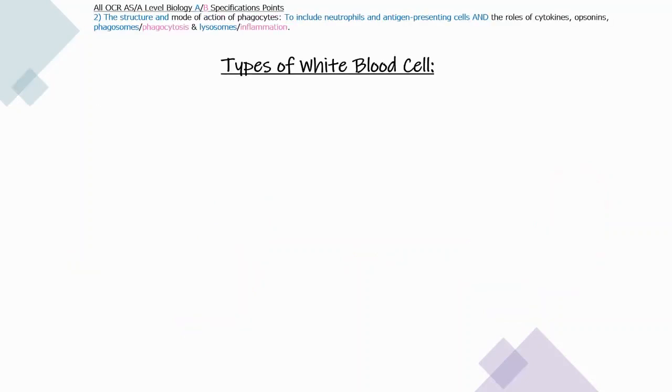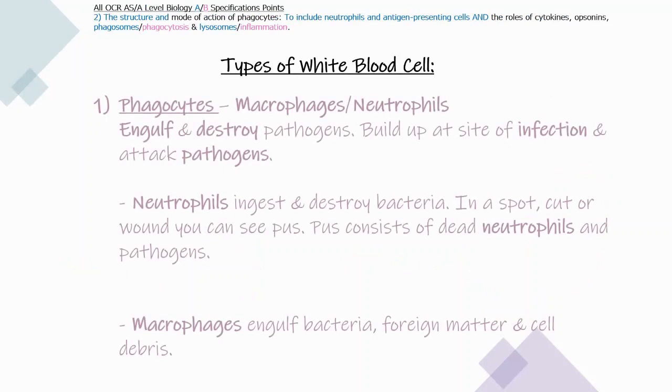There are several types of white blood cells. The ones that we're going to discuss are phagocytes to start with. These are macrophages and neutrophils, which are some examples of phagocytes. The overall role of them is to engulf and destroy pathogens. They are cells that build up at the site of infection and attack pathogens.